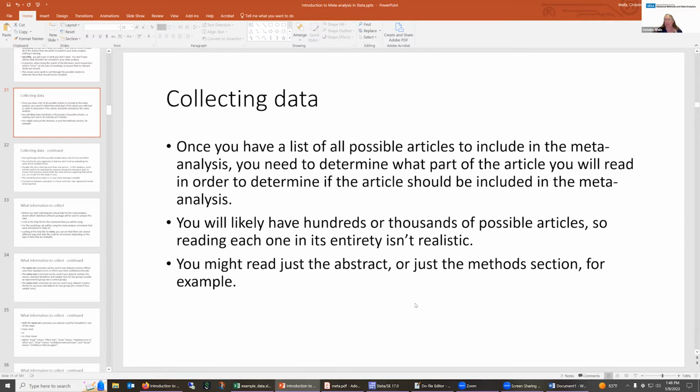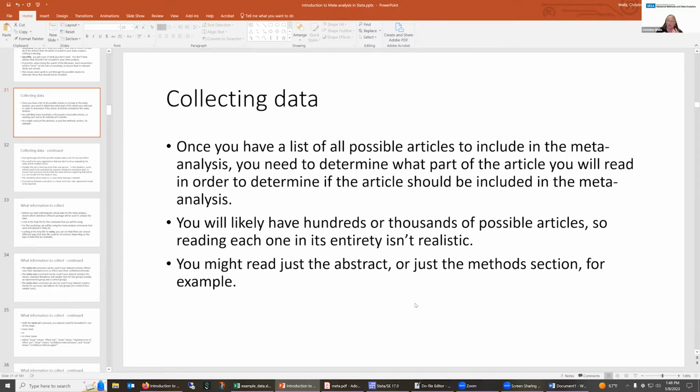Okay, let's say that you've gone through all of this and you now have the stack of articles or the list of articles that you're supposed to go through. Now you need to determine what part of the article you or some member of your team is going to read in order to determine if the article should be included. Since this could be hundreds or thousands of articles, reading each one is certainly not realistic.